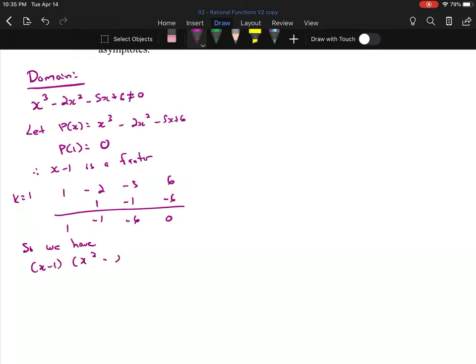So we have x minus 1 times x squared minus x minus 6 can't equal 0. And I get x minus 1, x plus 2, x minus 3 can't equal 0. Therefore, x can't equal 1, x can't equal negative 2, and x can't equal 3. So 1, negative 2, and 3.